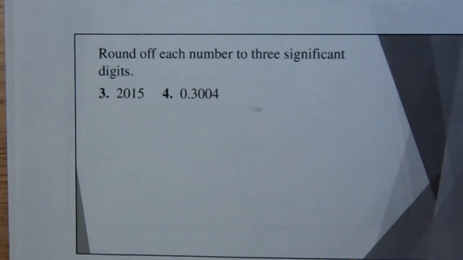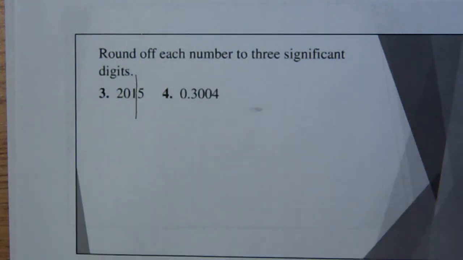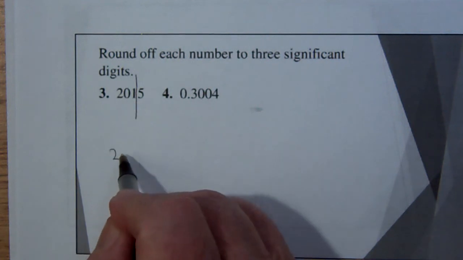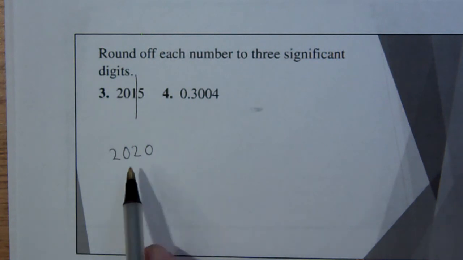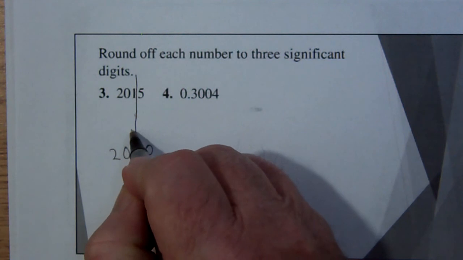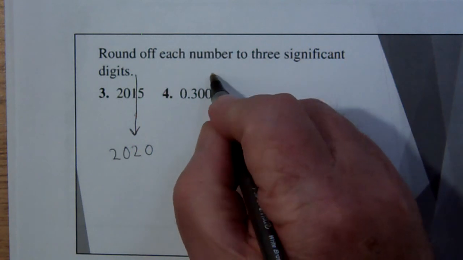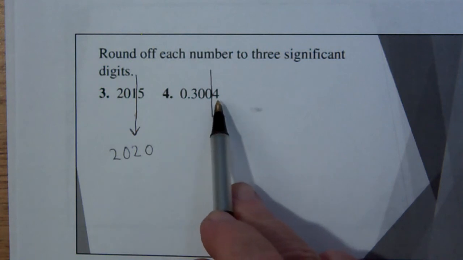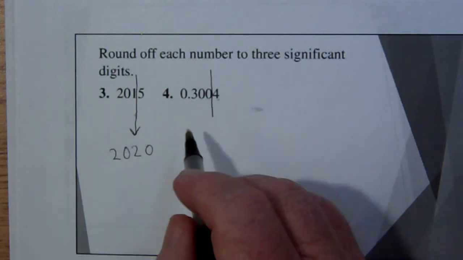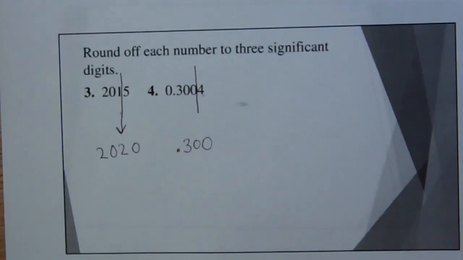Let's do some rounding then with these. We want to round these to 3 significant digits. That means we need to have 3 significant digits. That is 5, so we round up and we have 202. But we have to put that last 0 in because it is used to help us remember where the decimal point is. Here, 3 significant digits is going to be there, but this number then is going to be dropped, and so we're going to have 0.300 as our rounded off answer.